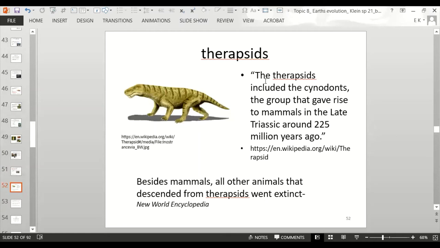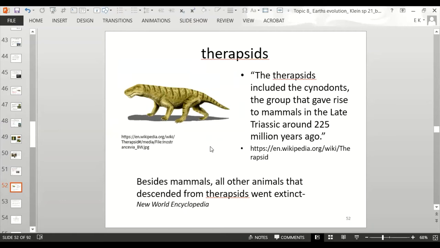So the therapsids included a group called the cynodonts. And the cynodonts is a group that gave rise to mammals around 225 million years ago, which is in the Triassic period. Besides mammals, all other animals that descended from therapsids went extinct. So mammals was the only group that came from therapsids that continued on.